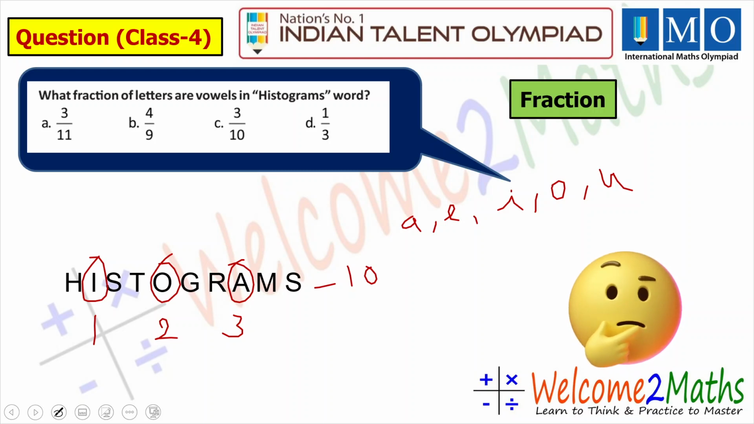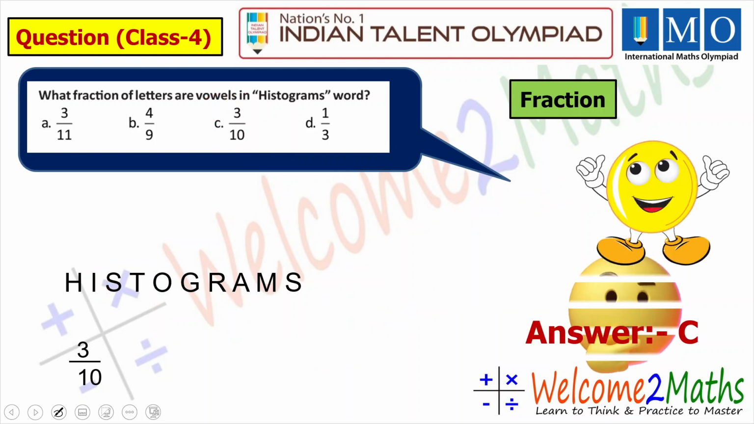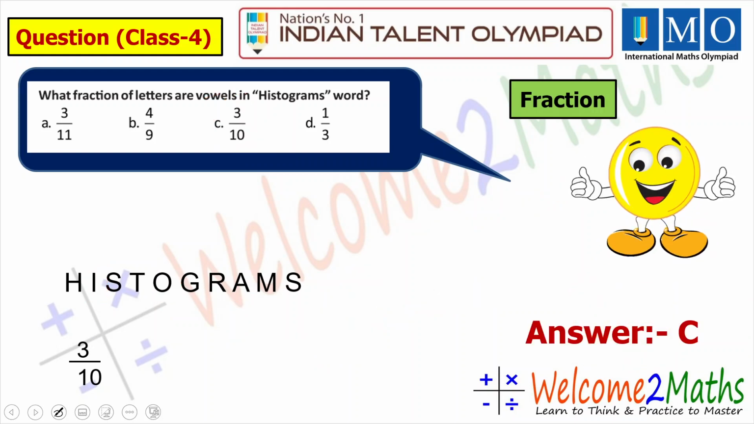So now we have to find out the fraction. We have 3 vowels here, so out of 10 letters we have 3 vowels. The fraction of this is 3/10. So our answer is 3/10. Now we have 4 options, and which is the right one? You see in option C we have 3/10. So option C is the right one.